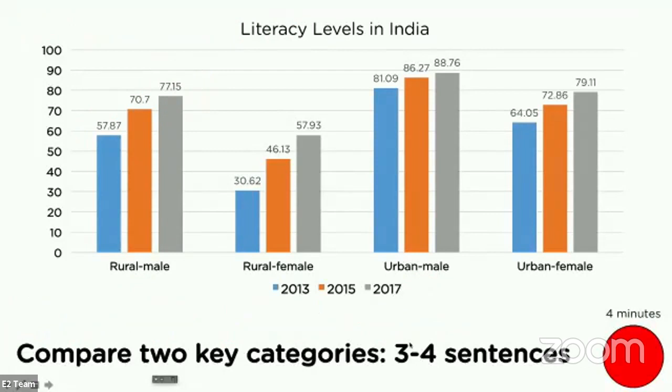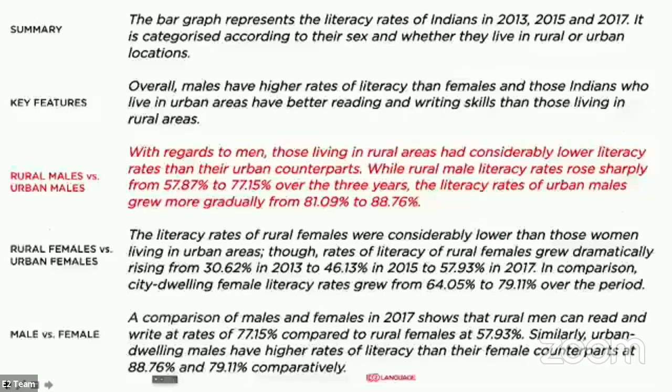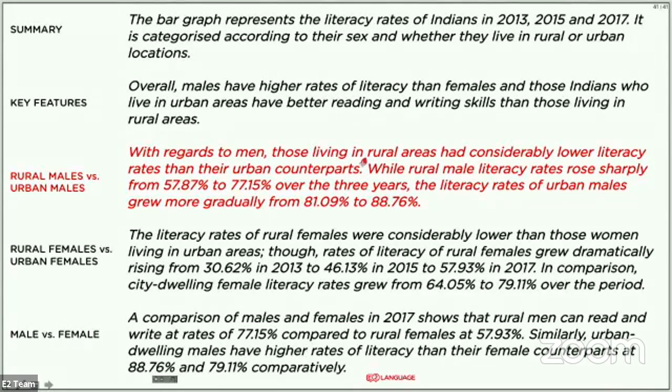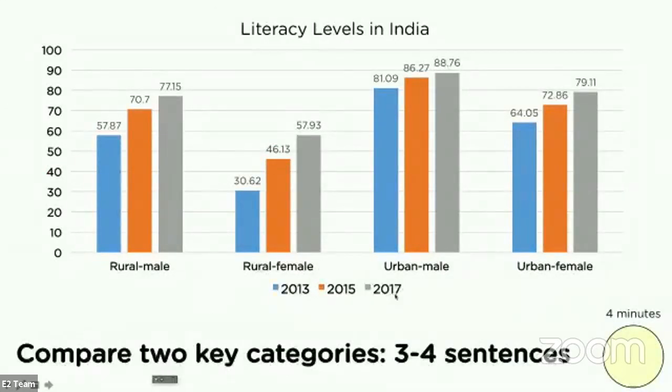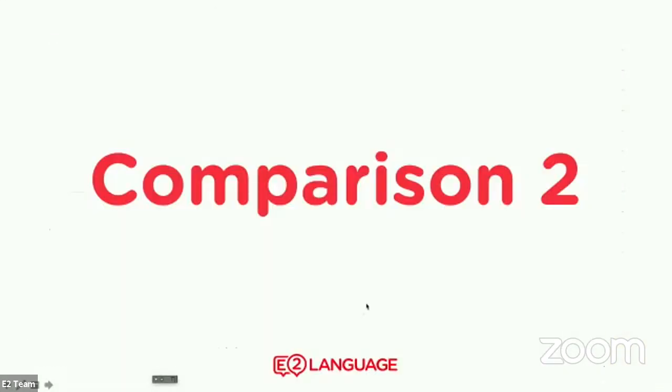Let's go back and just see what my one was. I just want to show you the subjects of my sentences, okay? Let's start here. While rural male literacy rates, that's my subject, rural male literacy rates, here's my verb, rose, okay? And then here's my subject here, the literacy rates of urban males grew. If you get that subject right, it just falls into place, okay? That's fine. Let's move on to comparison 2.